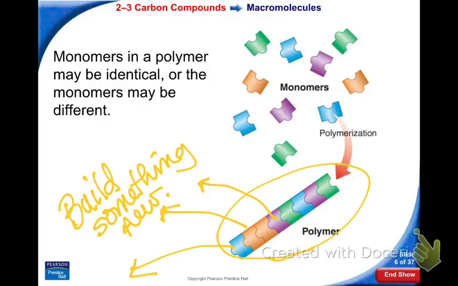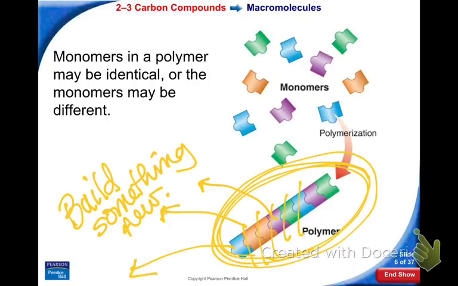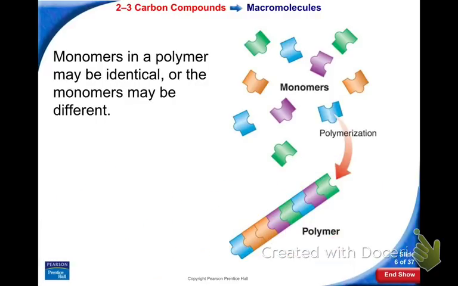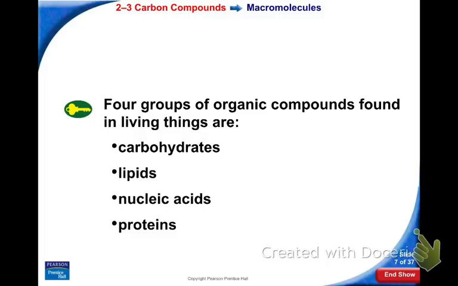So what does this have to do with organic chemistry in our bodies? Well, when we eat a meal, what we're basically doing is taking in a complicated structure, organic molecules, breaking them down, and building something new with them. And that's what our metabolism does. There are 4 groups or categories of organic compounds that are found in living things, and we're going to discuss each one of these separately.